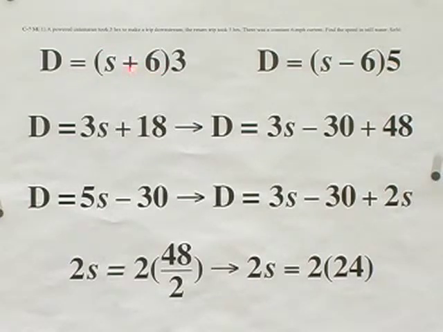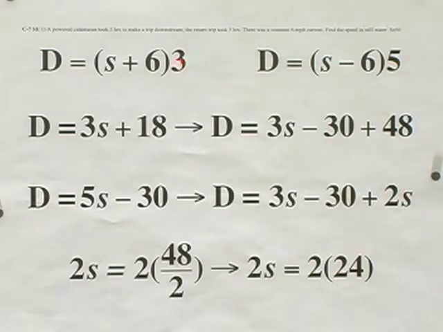Going downstream, I have this +6, the speed in still water, S plus 6 miles per hour. And it took 3 hours to make the downstream trip. So this is velocity times the time, and that'll give us the distance. Going upstream, a return trip, the speed in still water, minus 6 miles per hour current, bucking the current. So it's going to take us 5 hours to do the trip, same distance.